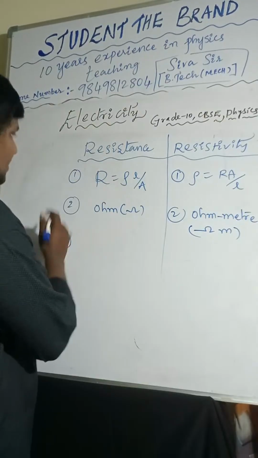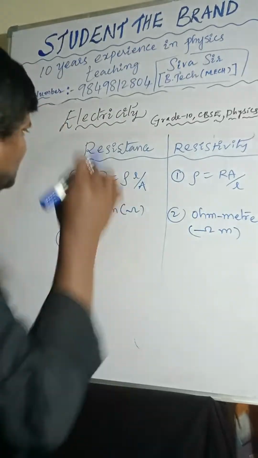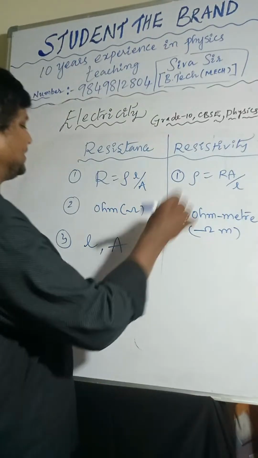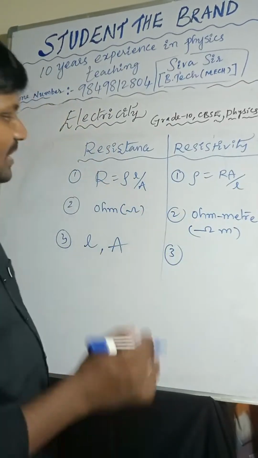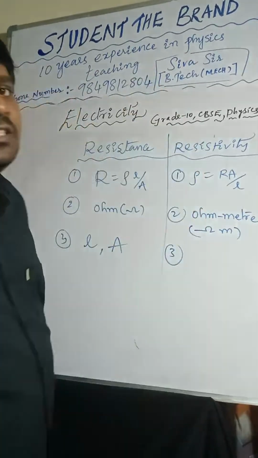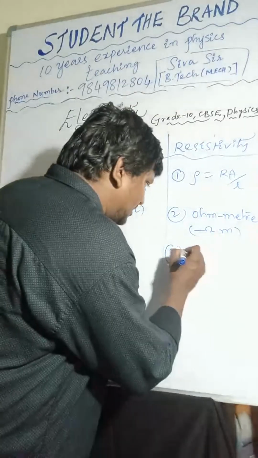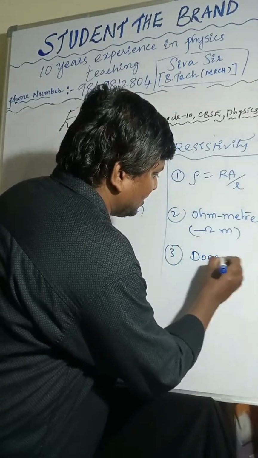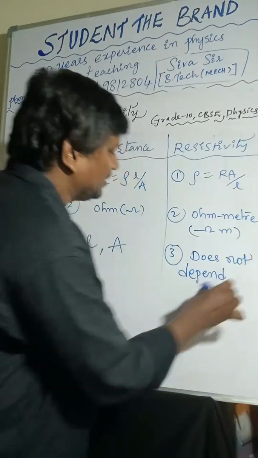Resistance depends on the length of the conductor and the area of the cross section. Resistivity does not depend on physical dimensions.